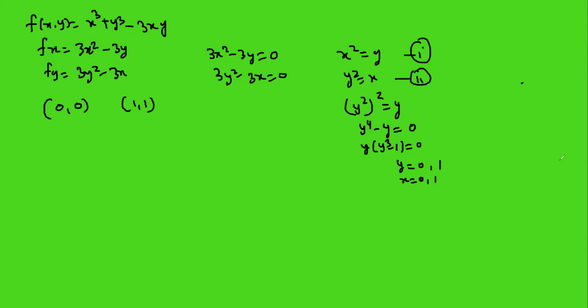Local minimum. f_xx is greater than 0. Minima. Yes, okay, very good. Now also find the minimum value of f. Put (1, 1) in the original function. So always write f is minimum at (1, 1).